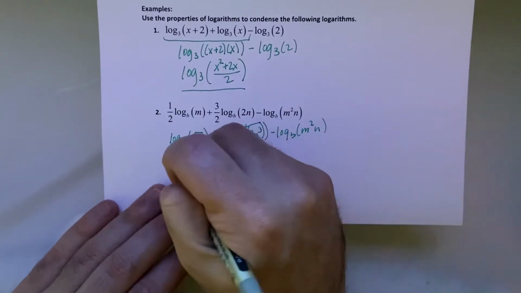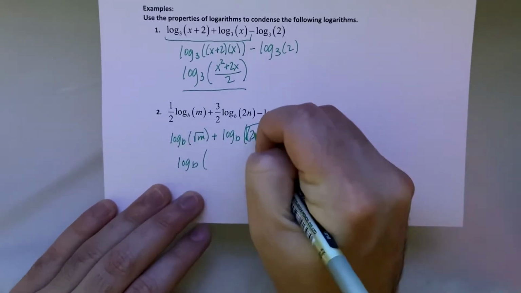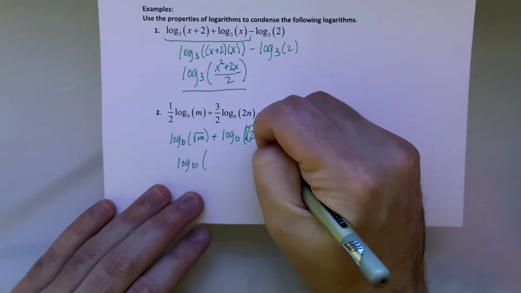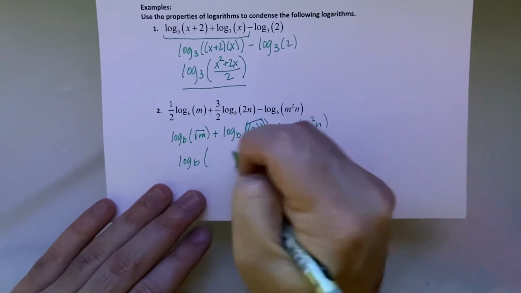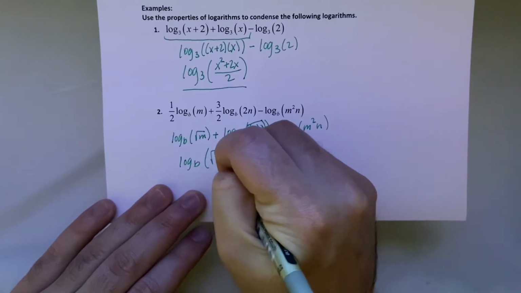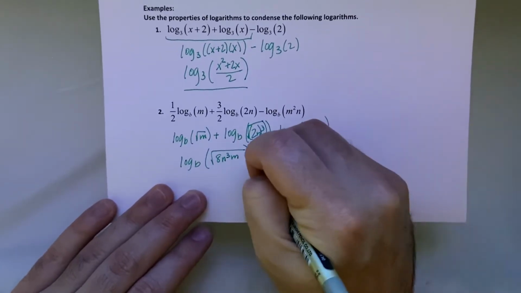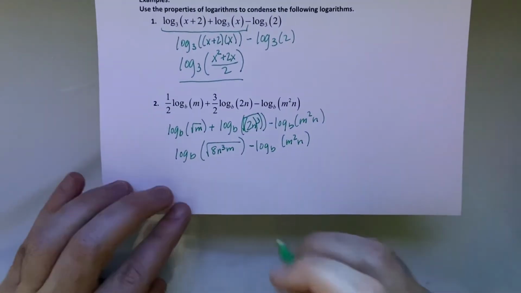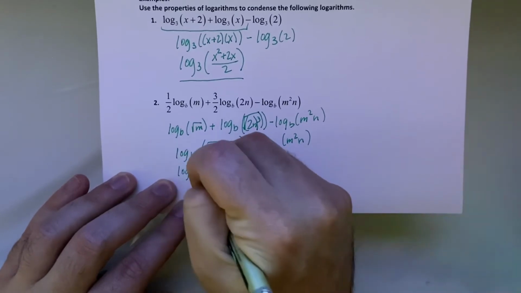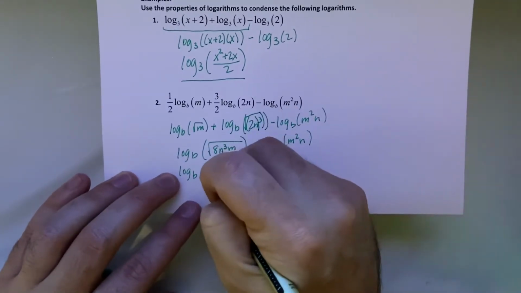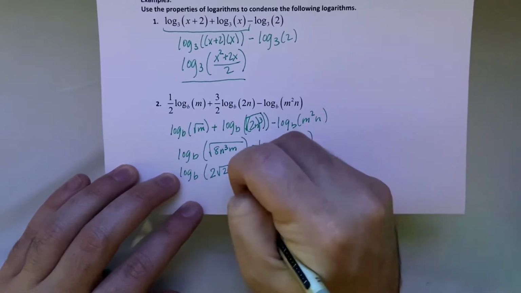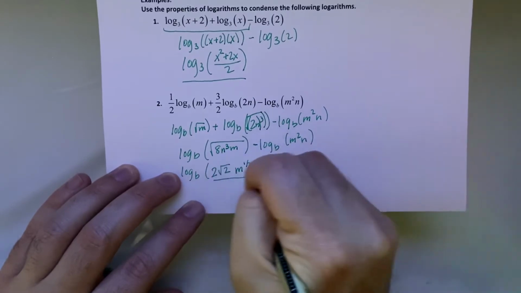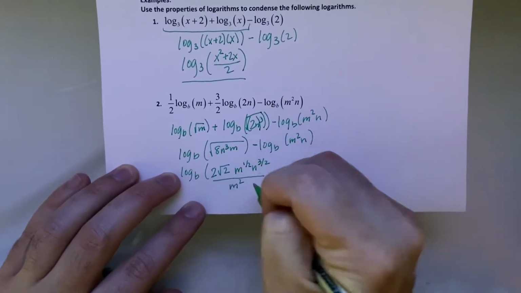So when I combine these, this is log base b of 2 cubed, which is 8. This is really 2n cubed. So it's 8n cubed. So this is the square root of 8n cubed m minus log base b of m squared n. I actually think I prefer it as a fractional power. Log base b of, this is really 2 root 2 m to the 1/2 n to the 3/2. Subtraction becomes division over m squared n.